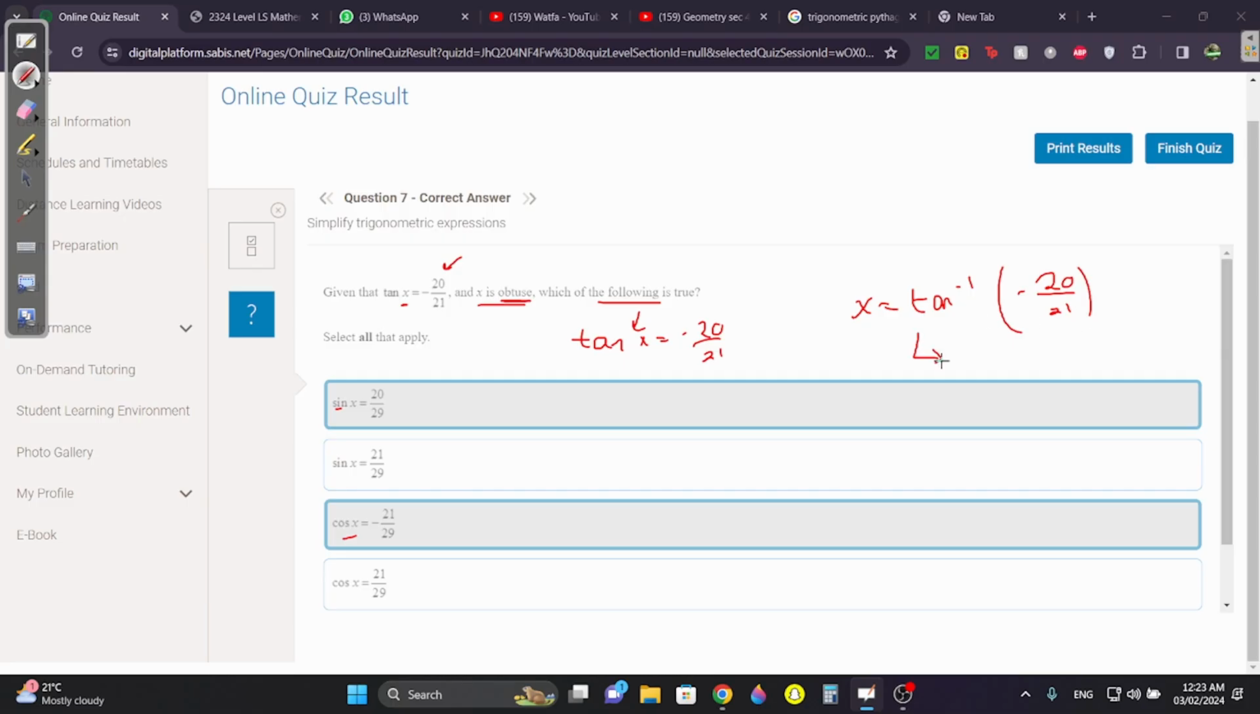Once you do this, you should get, let me do it on my calculator. It should be 40 point something. Wait, minus 20 over 21. You get minus 43.6. Okay, you get something like this. Minus 43.6028198, whatever.